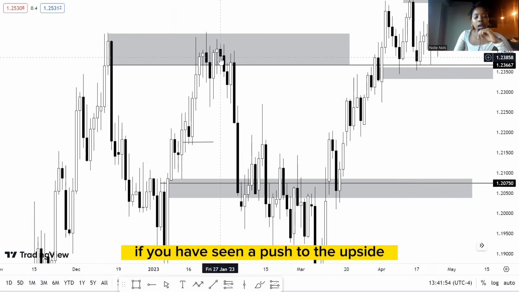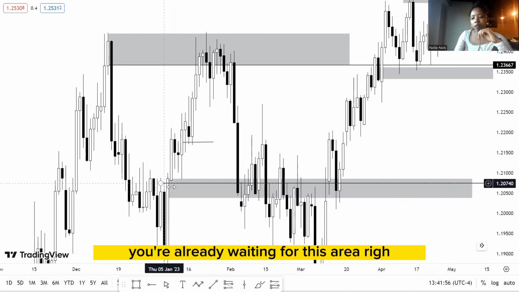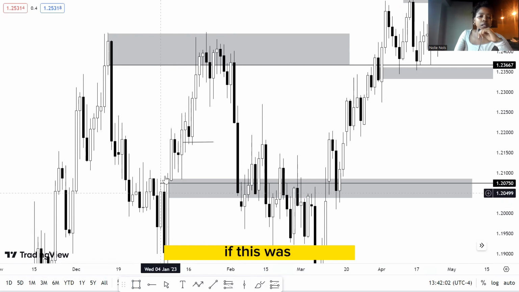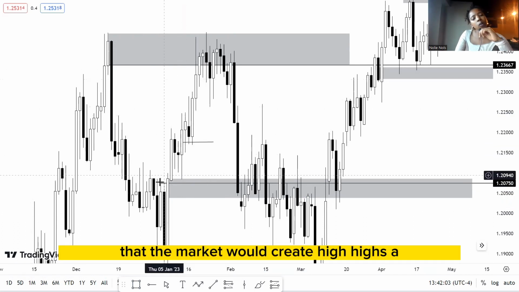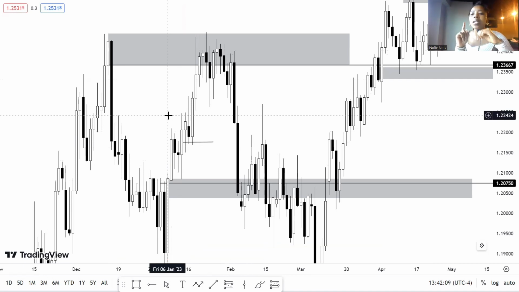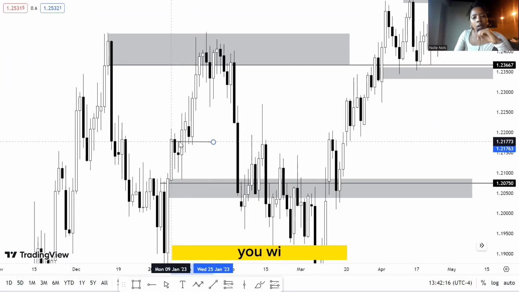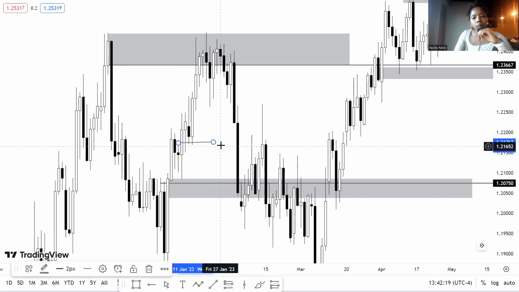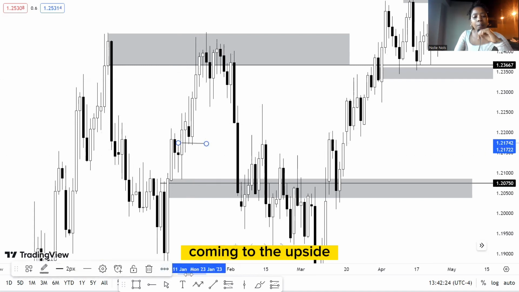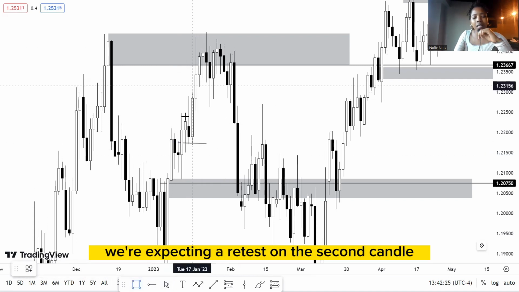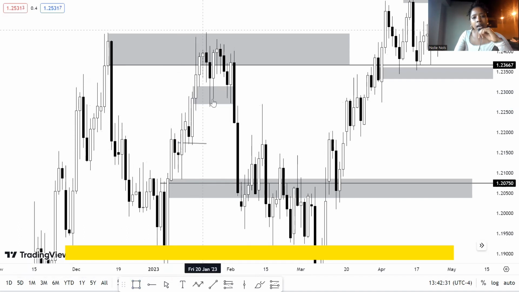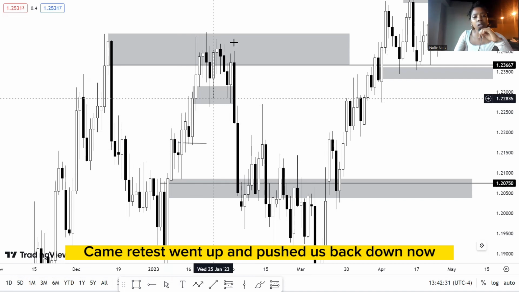If you have seen a push to the upside, you're already waiting for this area right here, which is the order block. If this was your prediction that the market will create higher highs and higher lows, you know that every time it creates a new low, it's an imbalance there for you. You will mark right here for those imbalances. And when you're seeing those nice three candles coming to the upside, we're expecting a retest on the second candle right there. And the market did exactly that: came, retested, went up, and pushed us back down.